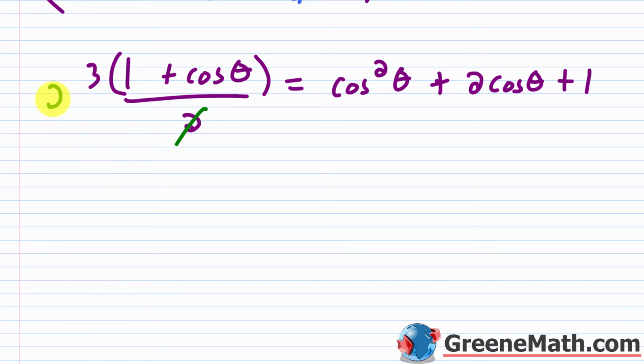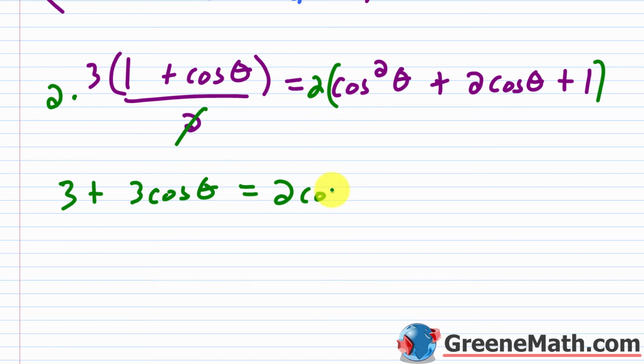So this would cancel. Let me show this visibly. And let's go over here and do this. So now I have 3 times 1, which is 3, plus 3 times the cosine of theta. And this equals 2 times the cosine squared theta, plus you'd have 4 cosine of theta, and then plus 2 times 1 is 2. So from here, because I have a squared term, I want to think about either factoring or using the quadratic formula. This one's going to be factorable, so we'll be safe there.